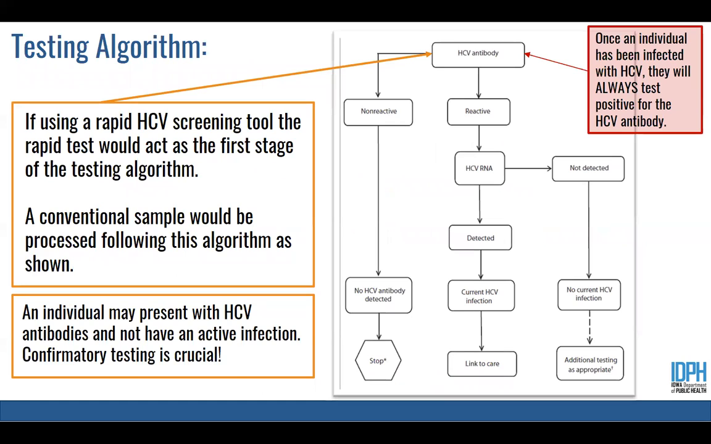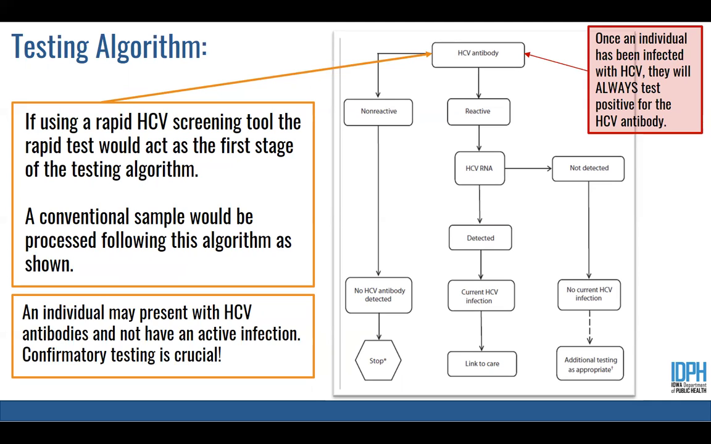And much like HIV, we'll now examine the HCV testing algorithm. And again, very similar to HIV, if you're using a rapid HIV screening tool, the rapid test would act as the first stage of this testing algorithm, and a conventional sample would need to be processed following this algorithm as shown. An individual may present with HCV antibodies and not have an active infection. And in this way, HCV is a unique infection and further confirms that confirmatory testing is crucial and vital as part of this algorithm.